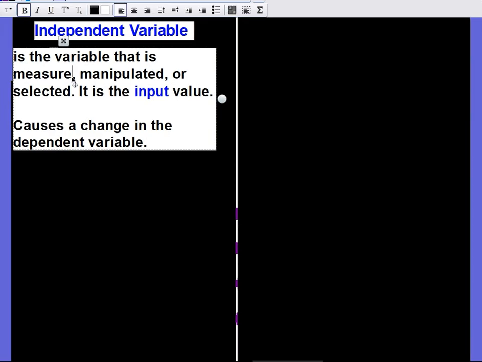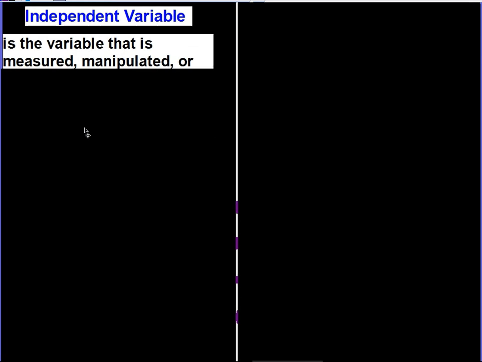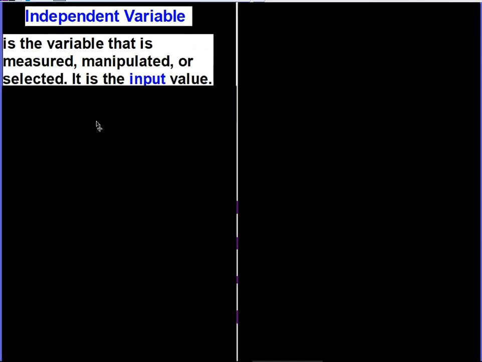So the independent variable, excuse me, almost messed up there. The independent variable is the variable that is measured. Let's change that right away. Manipulated or selected. There we go. And what that's saying is that's the one that you are basing it off of. Okay, so that's what you're saying.